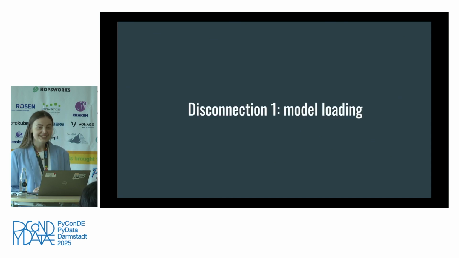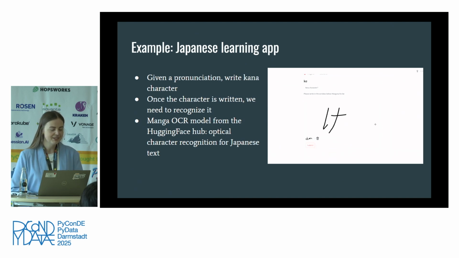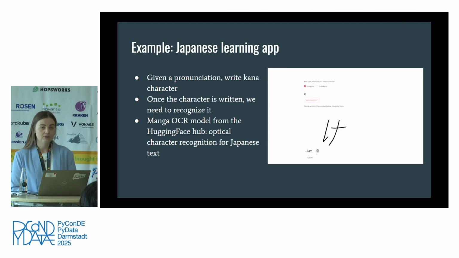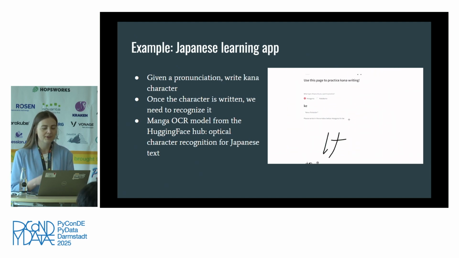So let's go over the first disconnection, model loading. As an example, here we have a bit of Japanese. Just a fun project, I built a Japanese learning app. If you know a little bit about Japanese, it has the kana alphabet, and it looks nothing like our Latin script, right? And you need to memorize these characters, and there are a lot of them.